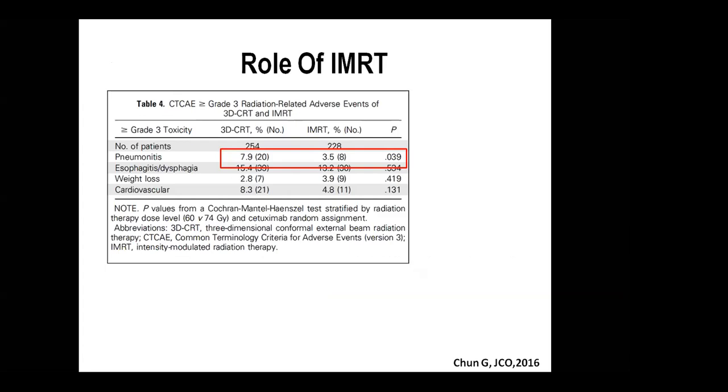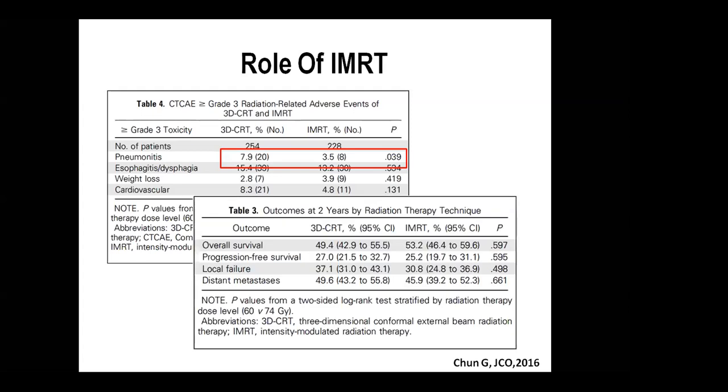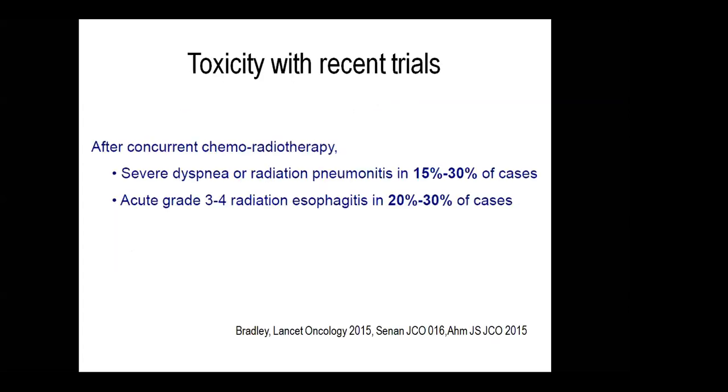Coming to the role of IMRT, this issue is particularly not very well settled in literature. This is an analysis of the RTOG-0617 trial, wherein about 40 to 50% of the patients did receive IMRT. And what this trial did suggest was that the incidence of pneumonitis was slightly lower, but this is a post-hoc analysis, so we have to be careful with the interpretation of such data, and the outcomes were not significantly different whether you use 3DCRT or IMRT.